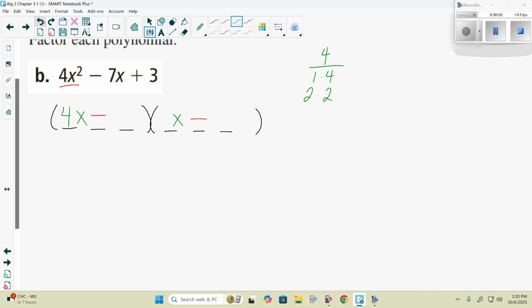So we can do 1 and 3. Check it here, because 4x times negative 3 is negative 12x. And negative 1 times x would be negative x, giving us negative 13x, yes?